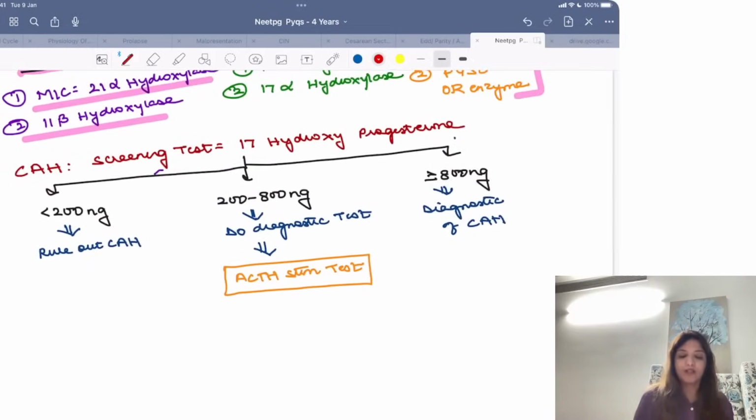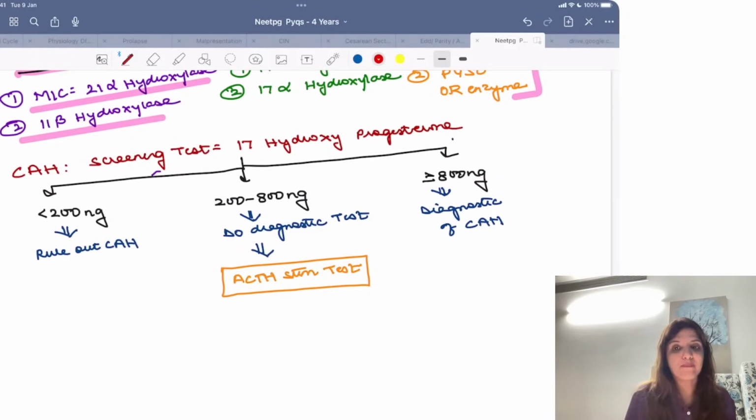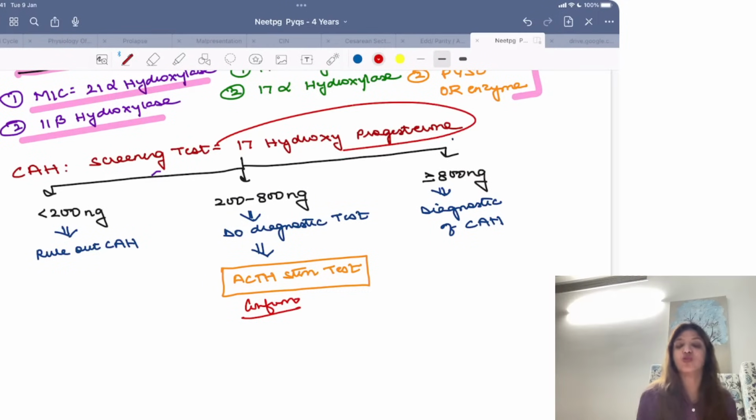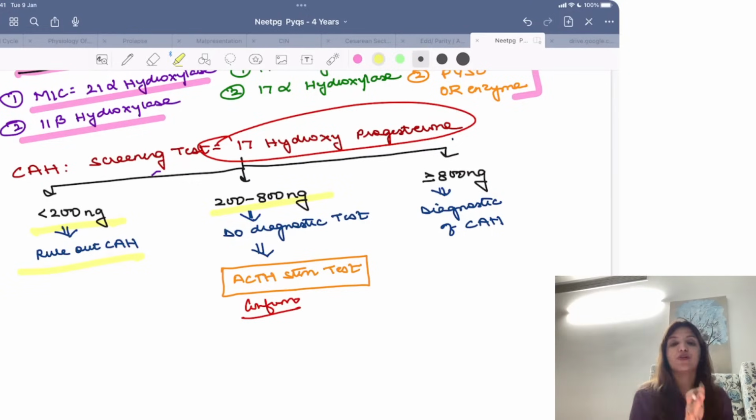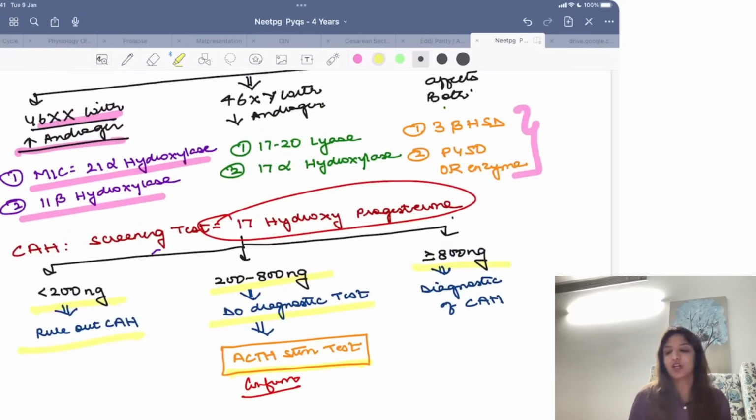Right? Now, what is the screening test for congenital adrenal hyperplasia? The screening test is to check the levels of 17 hydroxyprogesterone. If 17 hydroxyprogesterone levels are less than 200 nanograms, that rules out congenital adrenal hyperplasia. If levels are between 200 to 800, then it may be congenital adrenal hyperplasia, and you will have to do a diagnostic test, that is ACTH stimulation test. And if values are more than 800, then that is diagnostic of congenital adrenal hyperplasia.